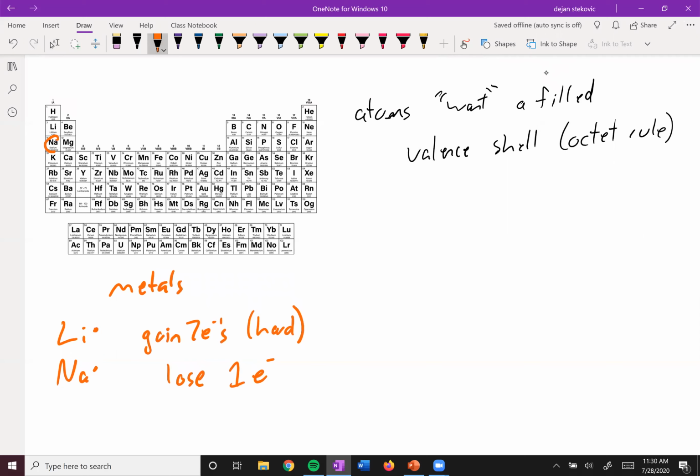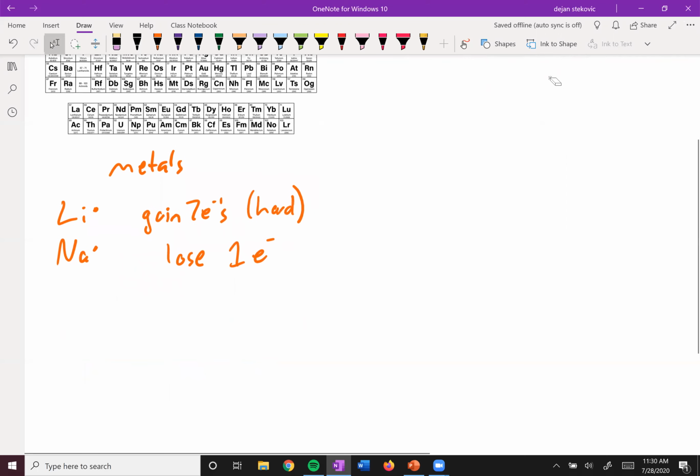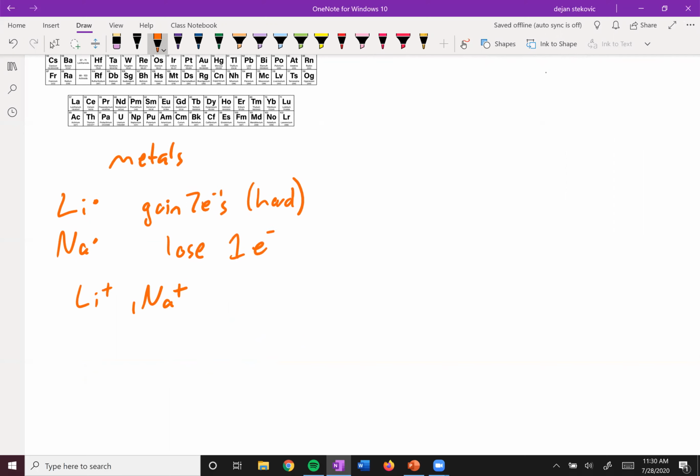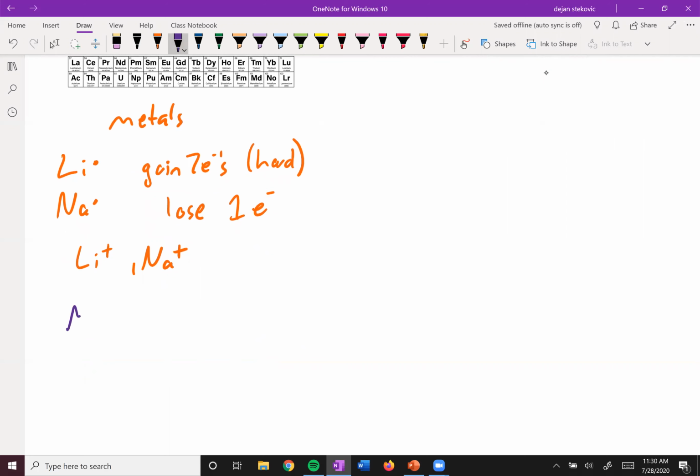If sodium loses its valence electron, it has a filled valence shell. And same thing with lithium. If it loses its 1 valence electron, its valence shell is filled. And so they kind of cheat a little bit. And so that's why we get lithium plus and sodium plus, right? Very common ions. And same thing with other metals such as magnesium, which has 2 valence electrons. So it wants to lose 2 electrons, and it'll form magnesium 2 plus.